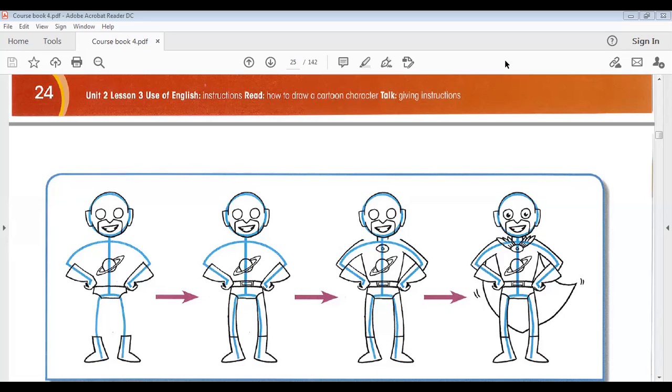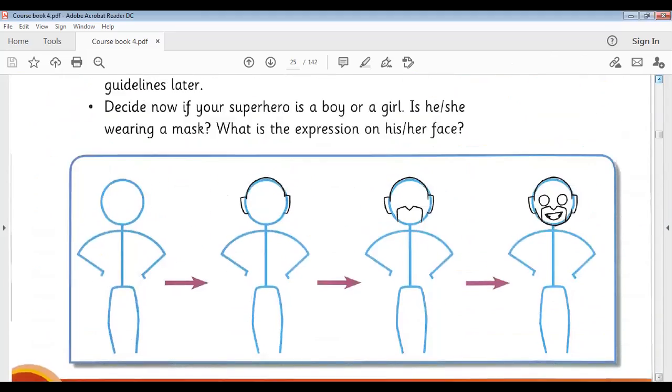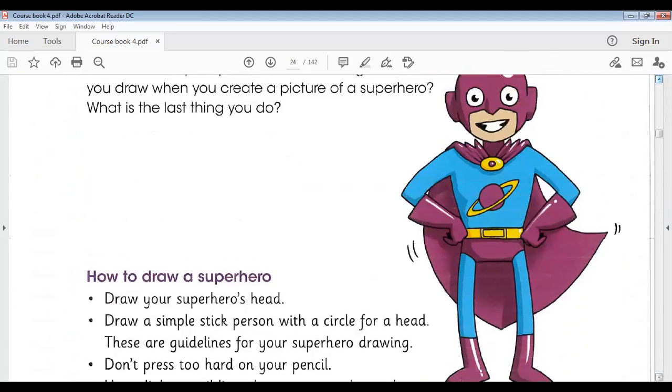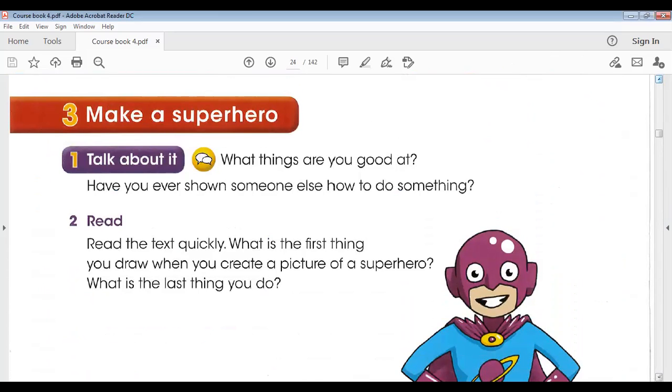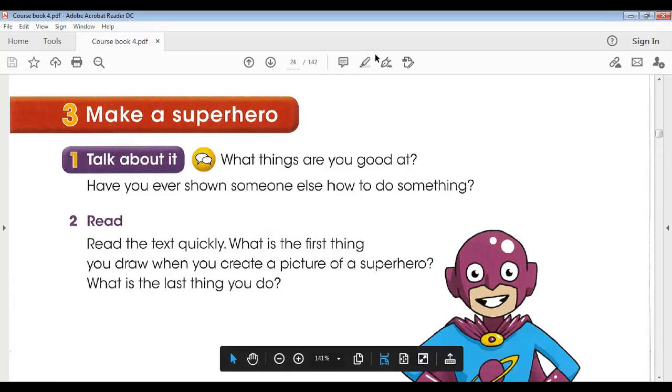Today we started Unit 2, Lesson 3, English Student Book, page number 24 and 25. In the previous class, we started this lesson and completed the first page of the lesson. Today we resumed the same lesson and started from activity 3.